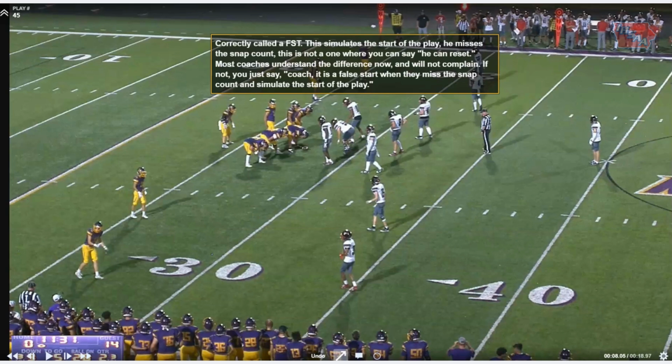Most coaches understand this now. They might argue it a little bit because they don't want that, but they really know that that's the difference. And so if the coach doesn't understand it, just say, Coach, it's a false start when they miss the snap count, and because they're simulating the start of the play. He's not going into motion and resetting. That's not what's happening here.